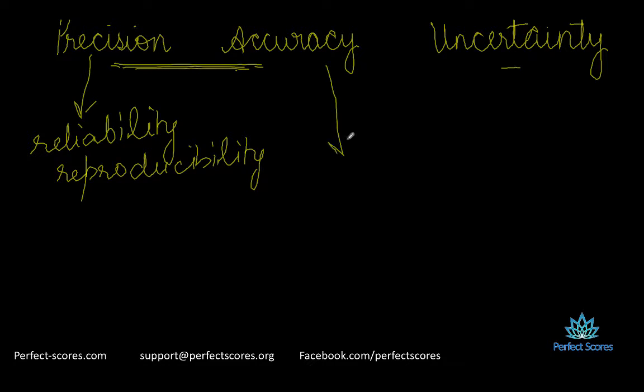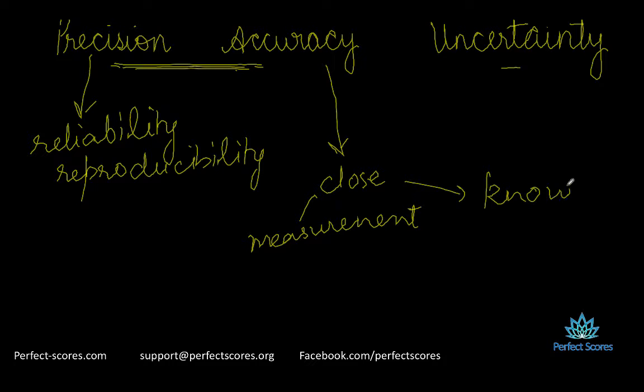Accuracy actually shows how close the measurement is to the known value. Let's say you are trying to measure the speed of light, and you know the known value of the speed of light. So you see whether your measurement is matching the known value or not. If it's not matching, it means it's not accurate. And the closer it matches, the more accurate your own measurements are.